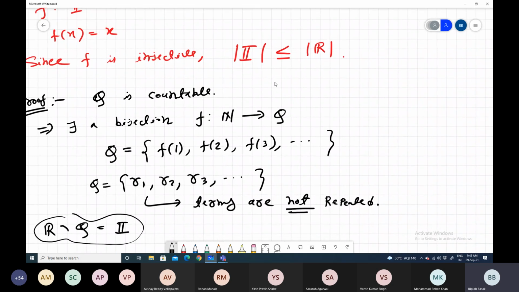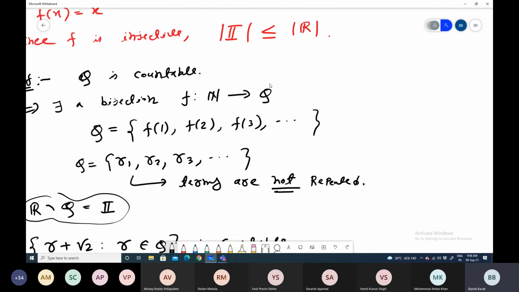So what is my plan actually? You needed to find a bijection from I to R, right? Now what will we do? We will subtract one countable set here, and here also one countable set.